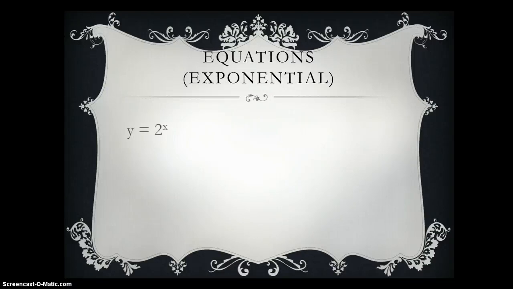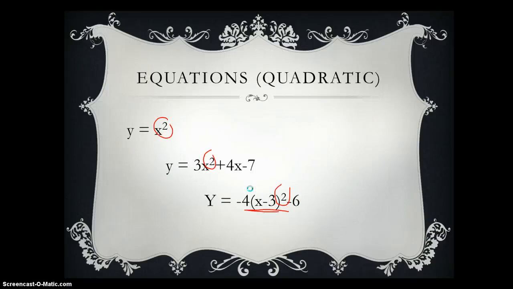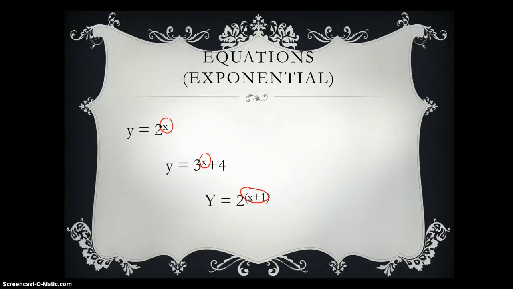For our exponential equations, we have things like 2 to the x, 3 to the x plus 4, or 2 to the x power plus 1. In all of these, notice how we have x up here in the exponent. So the way we can tell the difference between exponential equations and anything else is if there's an x in the exponent, then it's going to be exponential. Notice that exponentials are not like quadratics in the fact that in quadratics, x is the base, and we have that squared value up in the exponent, whereas in these we have x in the exponent.